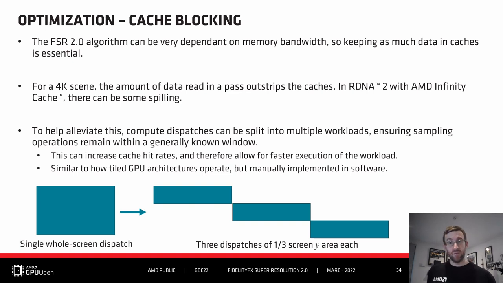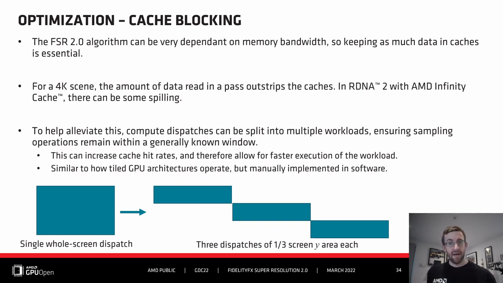Another optimization we implemented aims to increase cache hit rates, and it's dubbed cache blocking. In a 4K scene, we can see quite a bit of read data, so much that the hit rates for caches can be low. On RDNA2 with infinity cache, there can also be some spilling, which leads to reductions in performance.